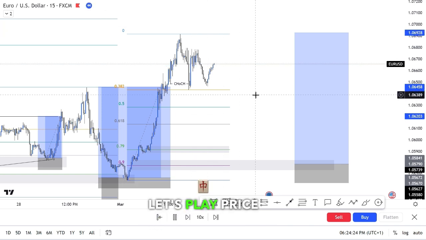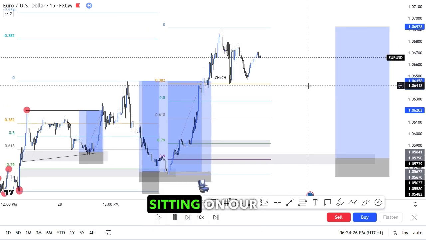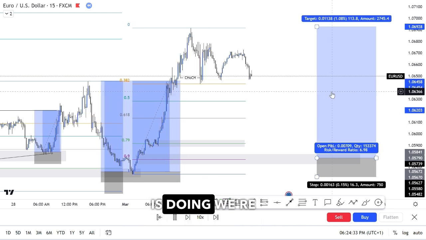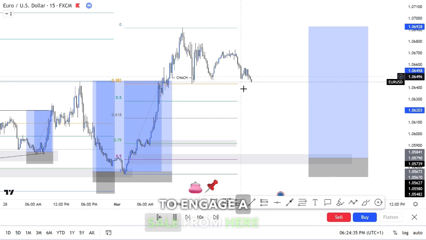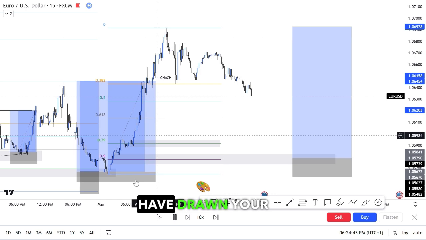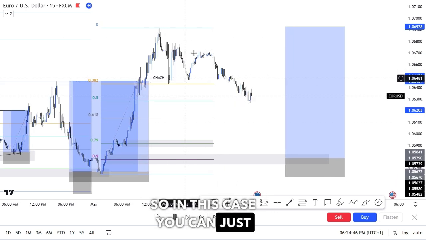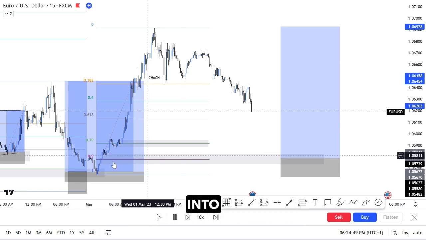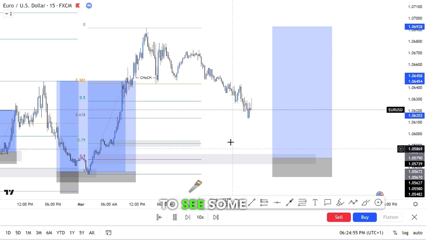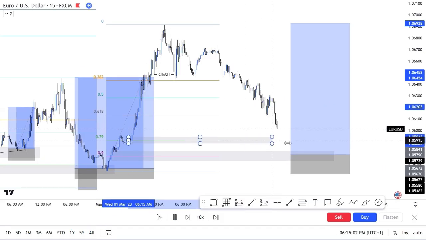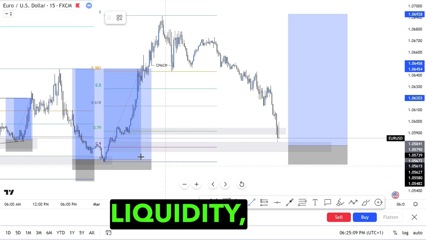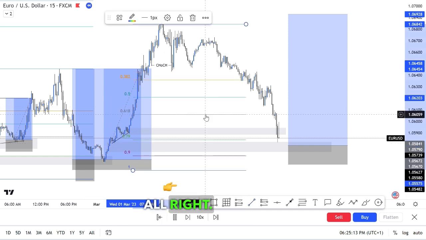Let's play price. So at this point, we're actually sitting on our hands. We are patiently waiting for what price is doing. We're not engaging. If you want to trade from here to this, then you have to go to a lower time frame than the one where you have drawn your overall fib. In this case, you can just go to 5 minutes and look for an opportunity at least into the 50% area, because most likely you are going to see some reactions right from there. Let's see. So this is my entry. All these are now liquidity.